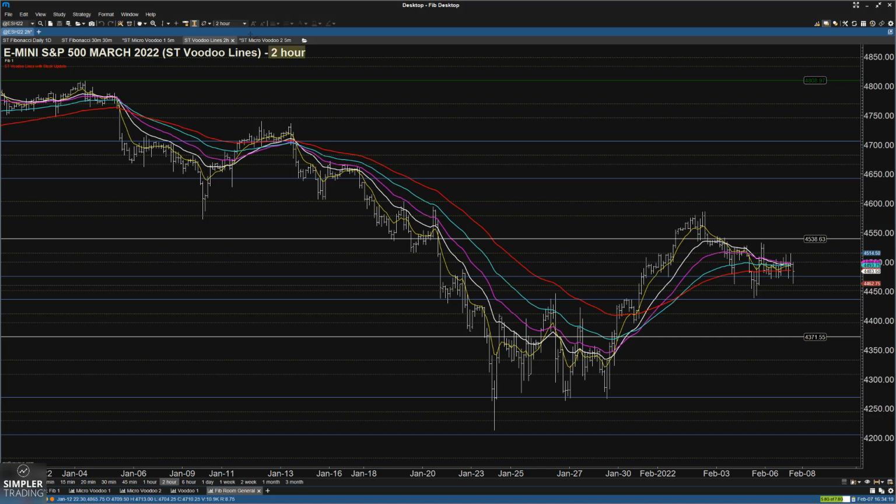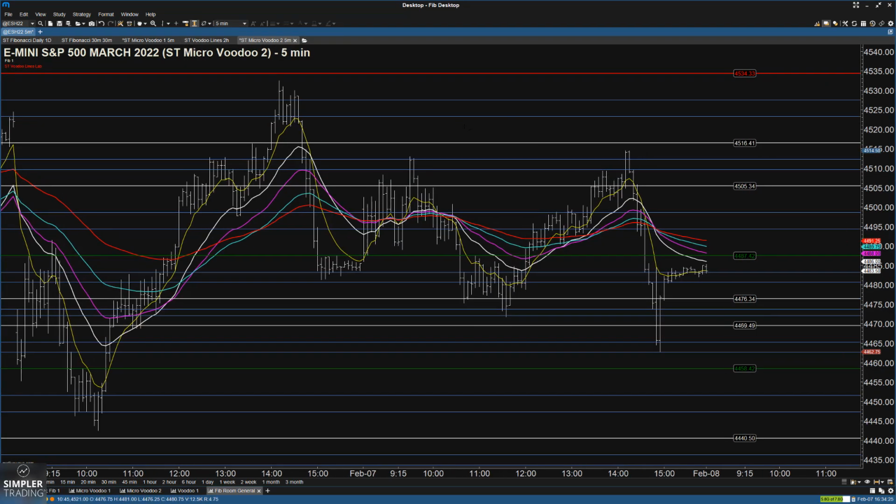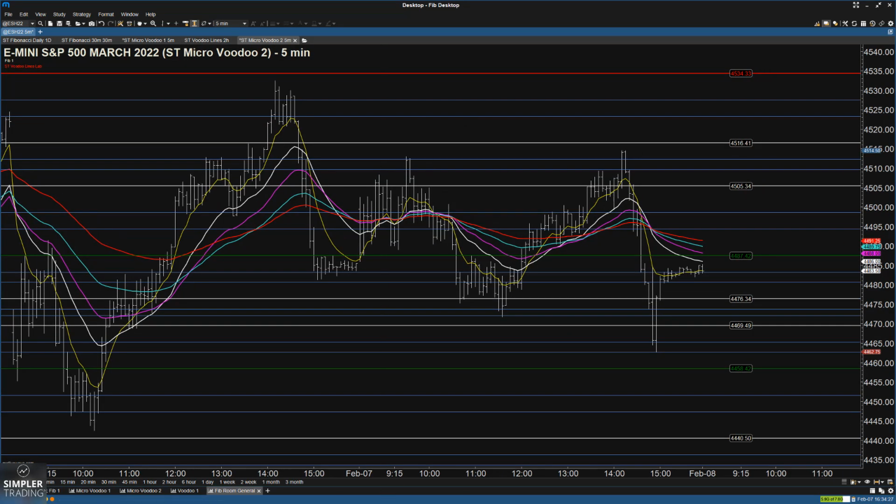So one of the things that we can do is layer in the micro voodoo levels. These are constructed in much the same way, but they generally give us smaller degree swings. They're not always quite as precise. So we've got an interesting level up here on the 5-minute micro voodoo chart at 4534. We're a little shy of that on Friday's high, right? But support above there would be beneficial.